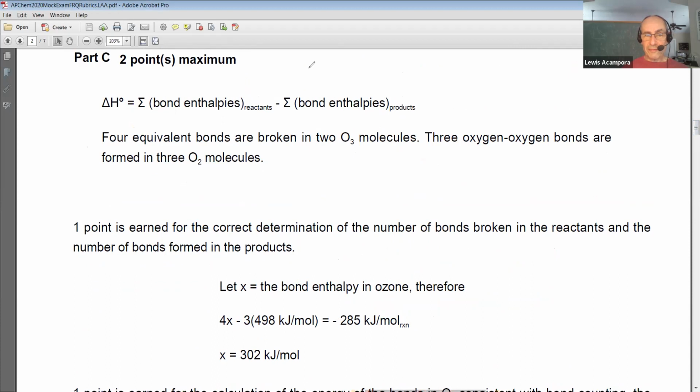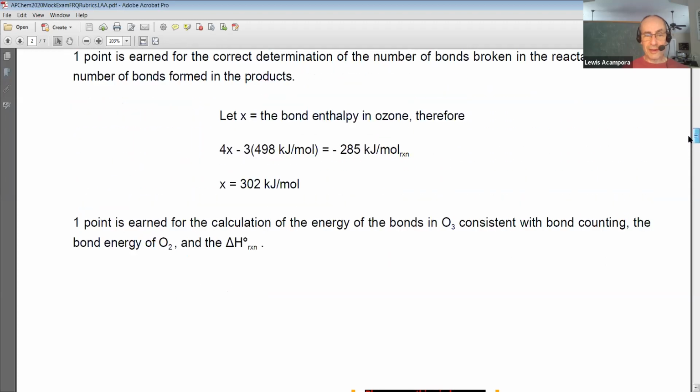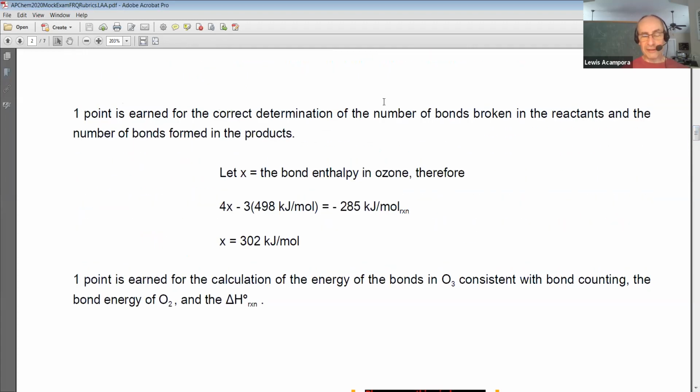So student responses, they would get 2 points for this. They would get 1 point for correctly determining the number of bonds broken in the reactants and the number of bonds formed in the products. And they don't have to write that. The question does not ask you to write how many bonds are in the product side or reactant side, but you're going to be looking for these numbers 4 and 3 to show up.